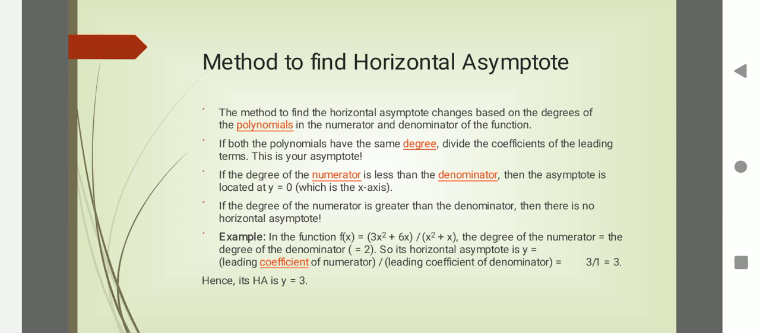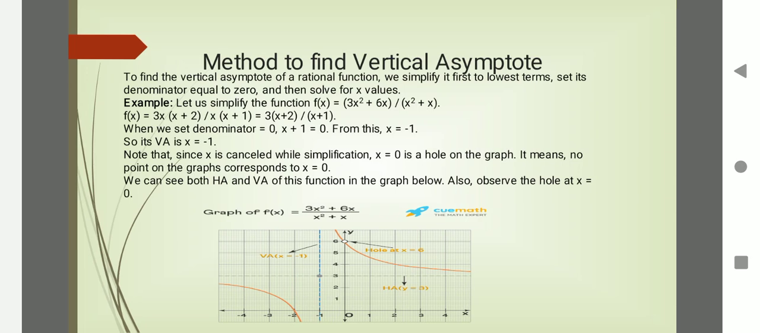An example is also discussed. We have the function (3x square plus 6x) divided by (x square plus x), and the degree of the numerator is equal to the degree of the denominator, so we divide the coefficients. The leading coefficient of the numerator is 3 and of the denominator is 1, so 3 divided by 1 is 3. So we have the horizontal asymptote y is equal to 3.